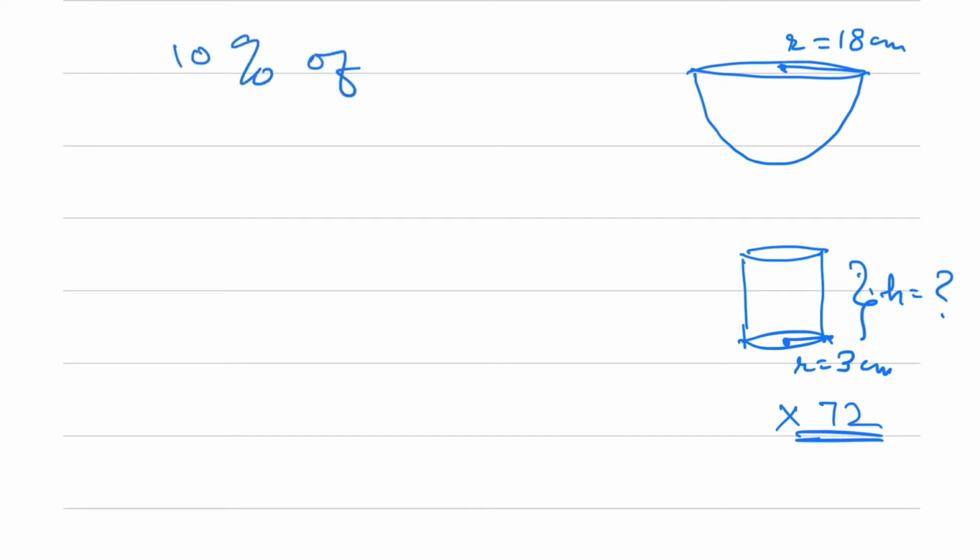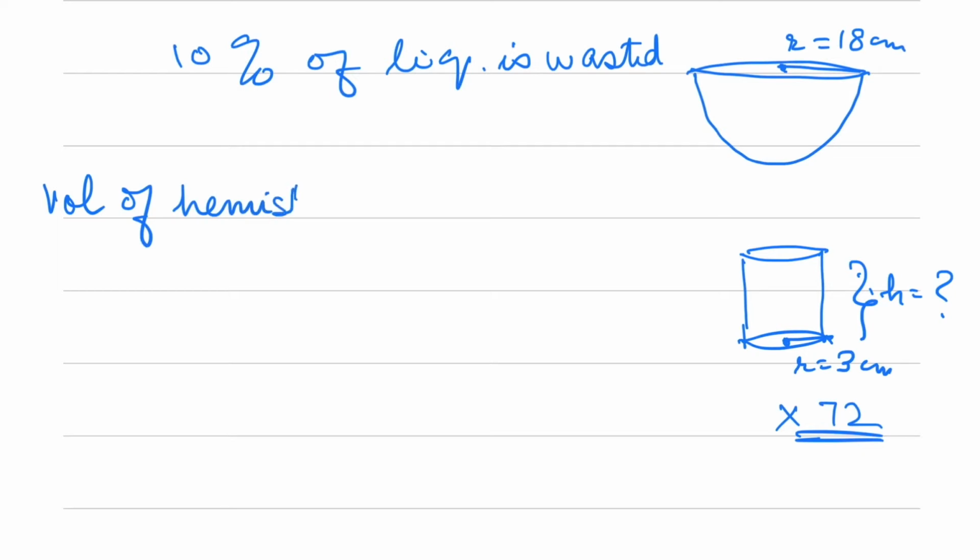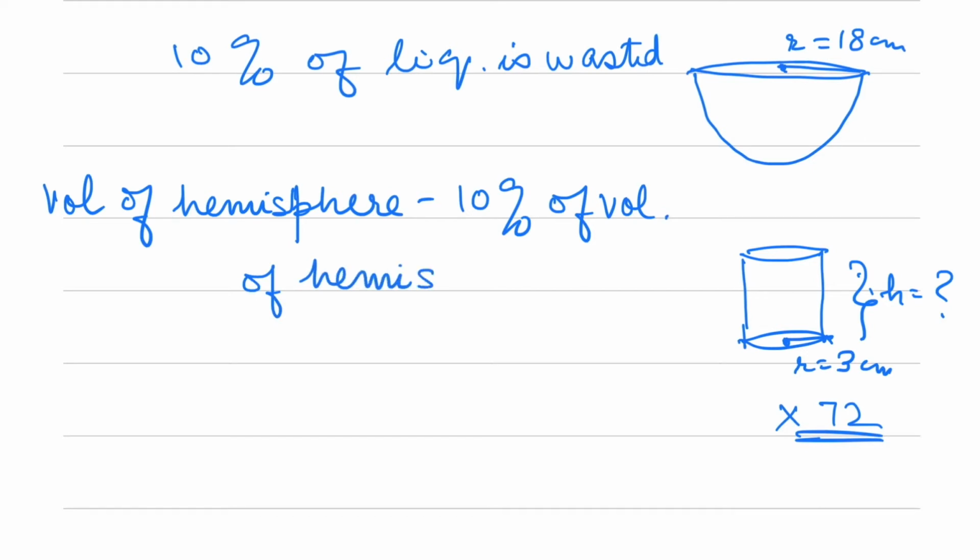10% of liquid is wasted. Volume of hemisphere, right? Liquid in that minus 10% of volume of hemisphere is equal to 72 into volume of cylinder.